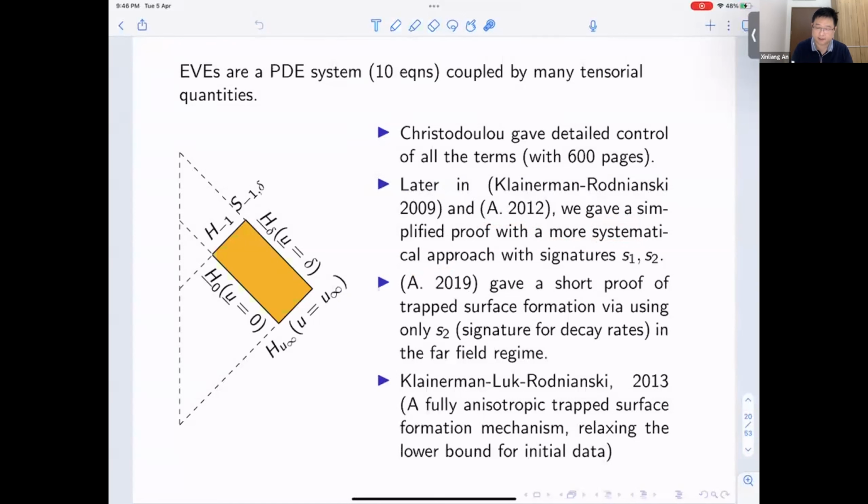And in Klainerman and Rodnianski's paper, they define a signature, which is related to the delta weight, called the signature for short pulse. And I defined in this paper a signature for decay rates, which is for the u weight.